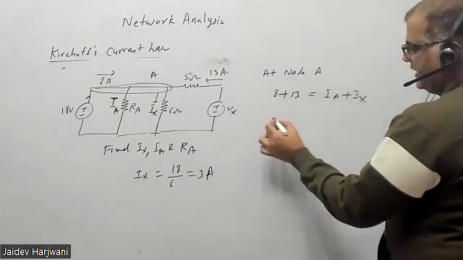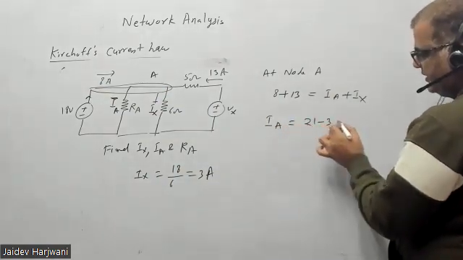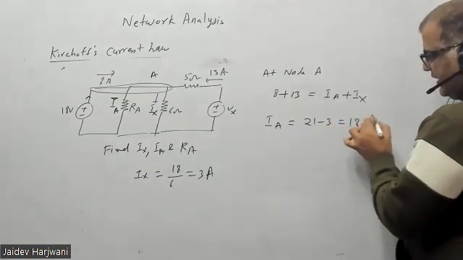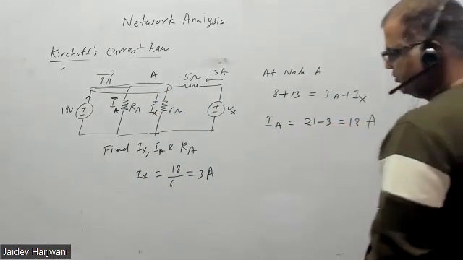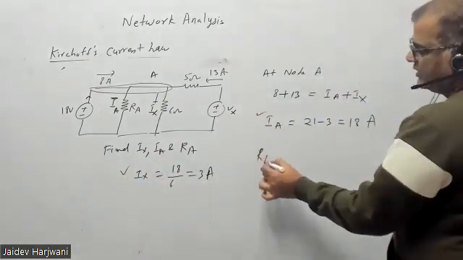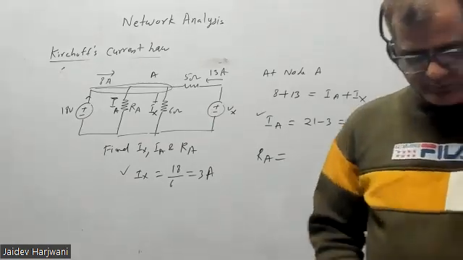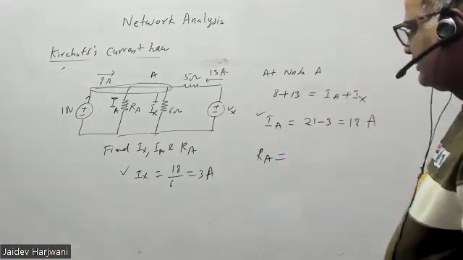You can find the Ia. So Ia will be what? 21 minus 3. How much? 18 ampere. Okay. So you have got Ix, you have got Ia. Tell me, what will be RA? What is RA? What will be the value of the resistance RA?